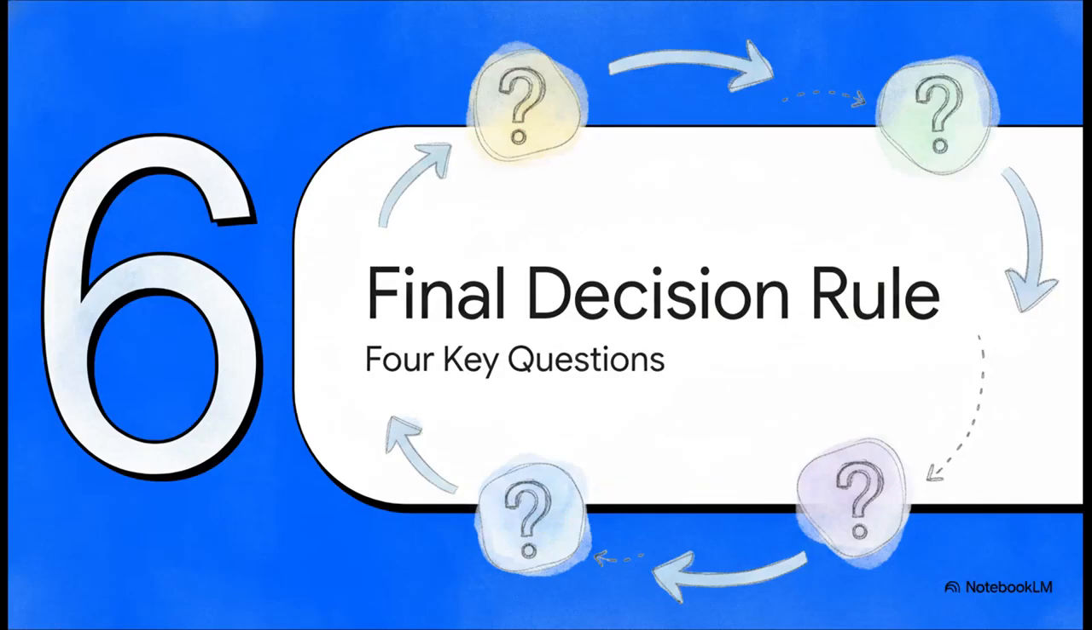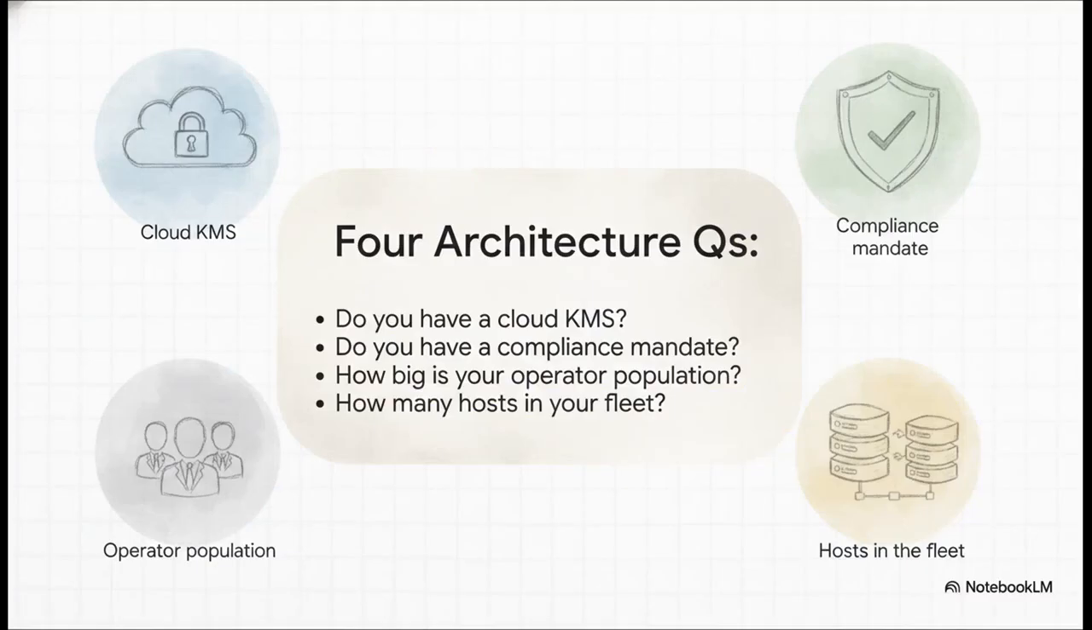Section 6, the final decision rule, 4 questions to architecture. You can really reduce this entire decision-shaping framework down to 4 sequential questions. 1. Do you have a cloud KMS? 2. Do you have a compliance mandate requiring hardware custody? 3. How big is your operator population? And 4. How many hosts are in your fleet? If you rigorously answer these, your pattern selection becomes almost purely mechanical.